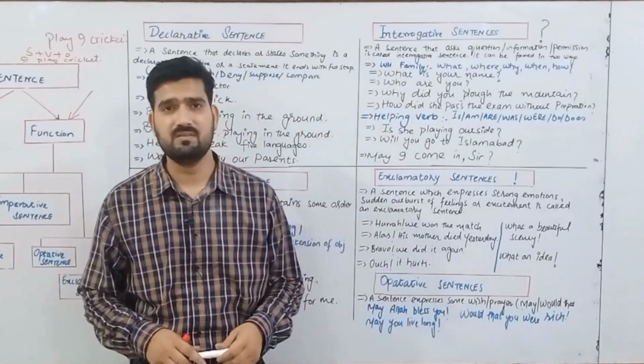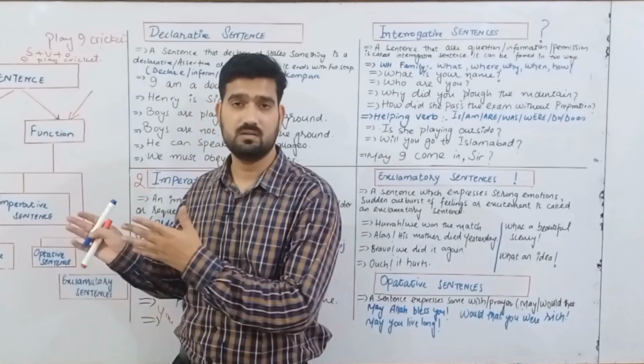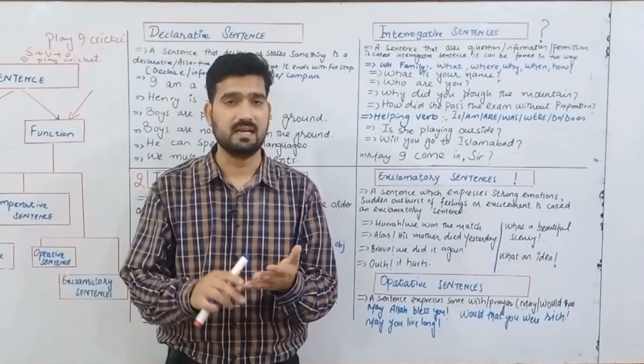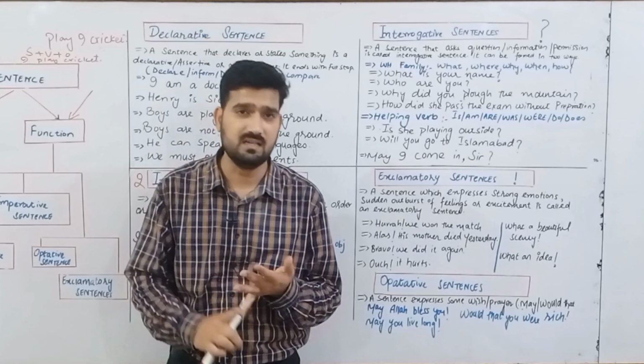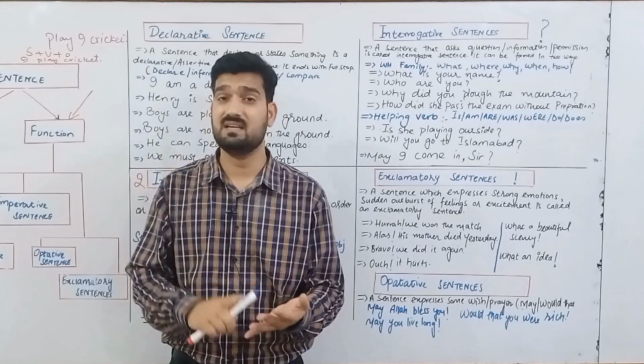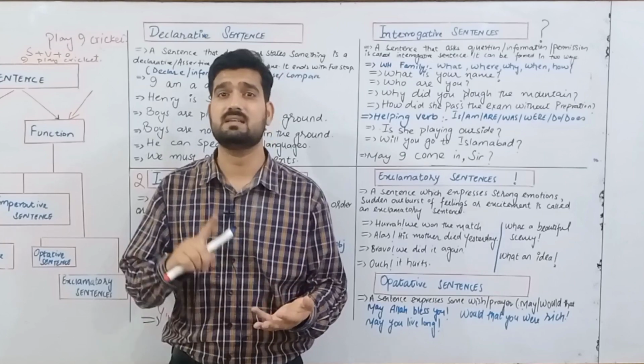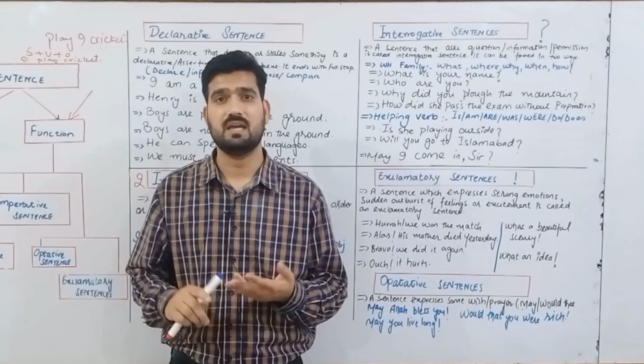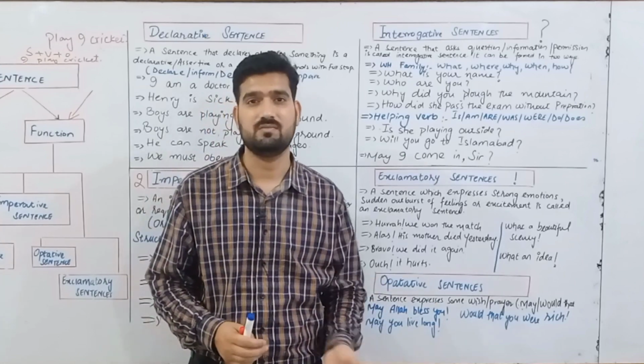So on the basis of function, we have the declarative sentence, which can be called an assertive sentence or a statement. Afterwards, we have the imperative sentence. Then we have the interrogative sentence. Afterwards, we have discussed the exclamatory sentence and the optative sentence.